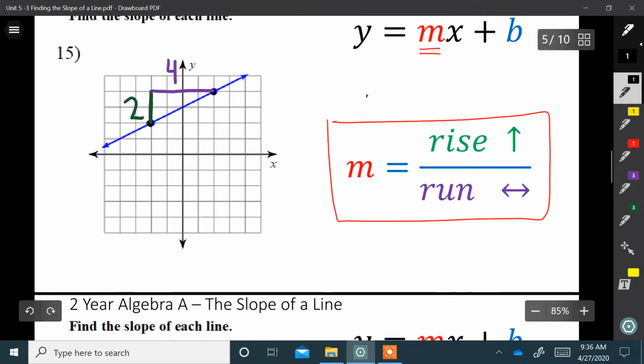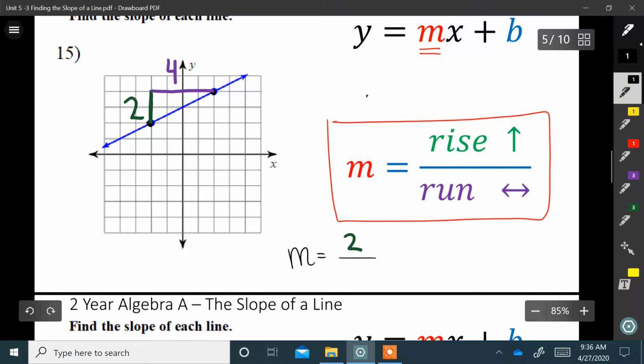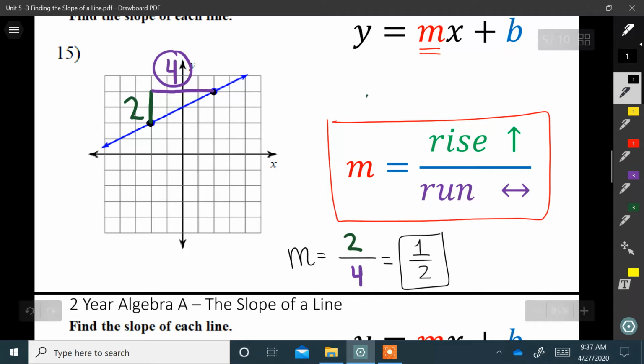So what is the slope in this case then? The slope is going to be the rise, which is 2, over the run, and the run in this case is 4. Now we can simplify that: 2 over 4 is the same as 1 over 2. And this right here is my slope.